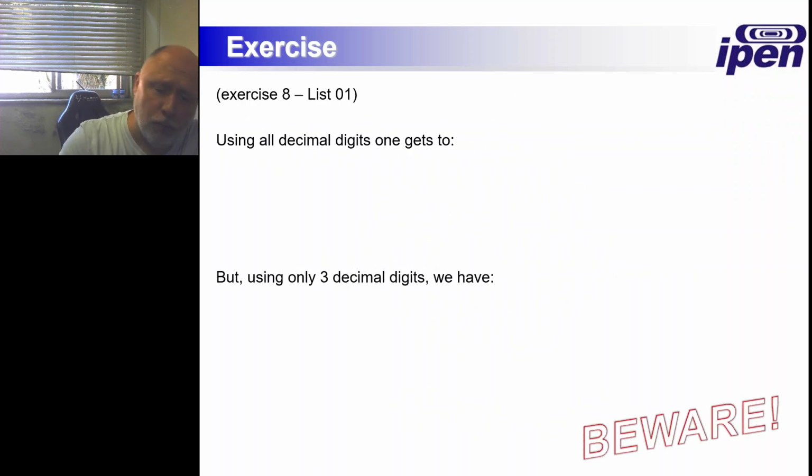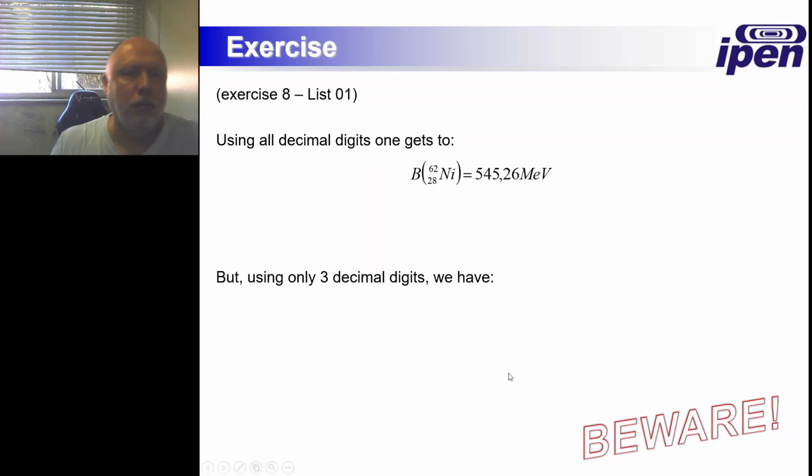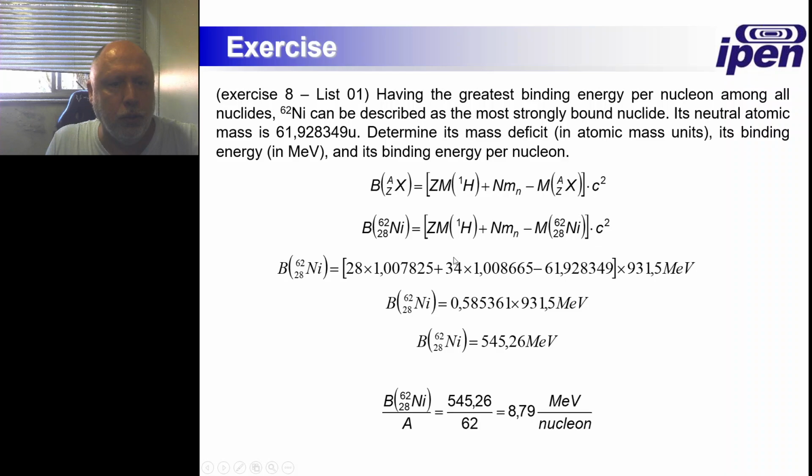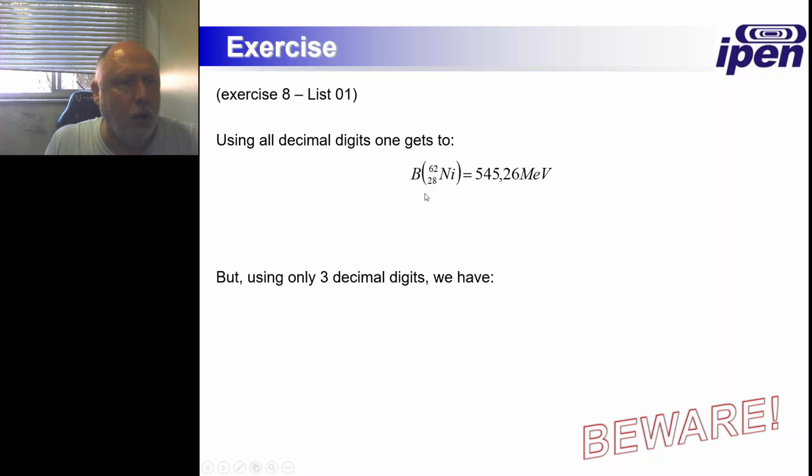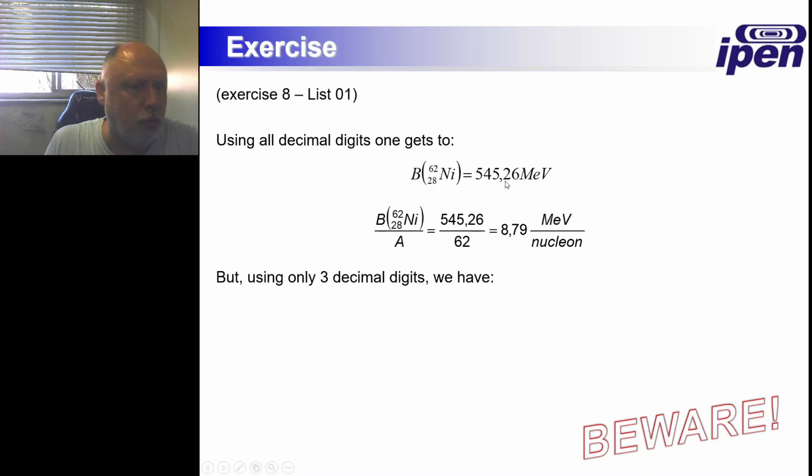But then there's one thing I want you to notice here. This is an important thing. If we use all decimal digits on this, and these things usually have 7, 8 decimal digits, a lot of decimal digits, we get to this as we got on the exercise.